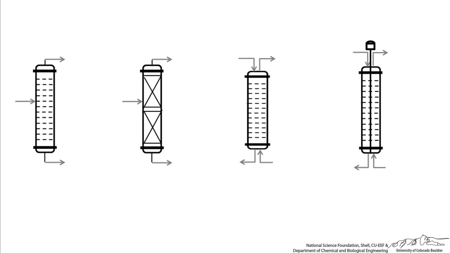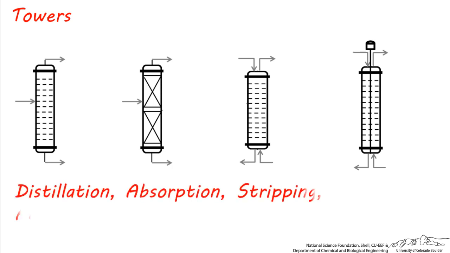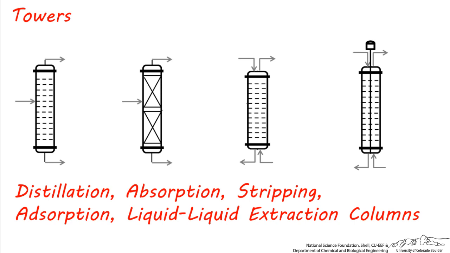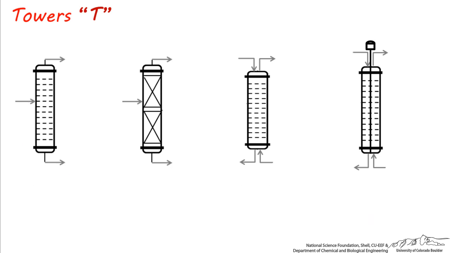This group of symbols is also a cornerstone in almost every chemical process. They're towers, specifically a class of separation equipment which includes distillation, absorption, adsorption, stripping, and liquid-liquid extraction. The letter abbreviation for towers is T. This first symbol is a simple tray column and is one you might commonly see in many chemical processes.